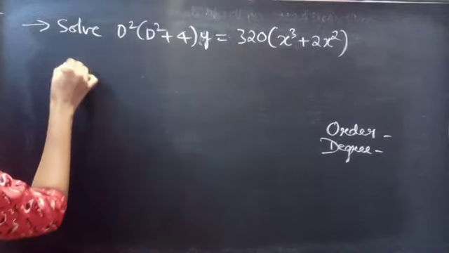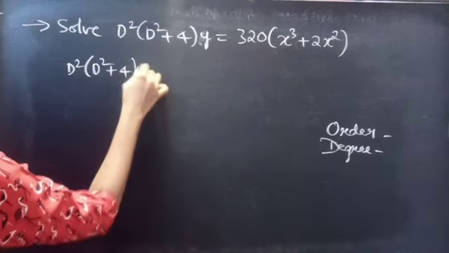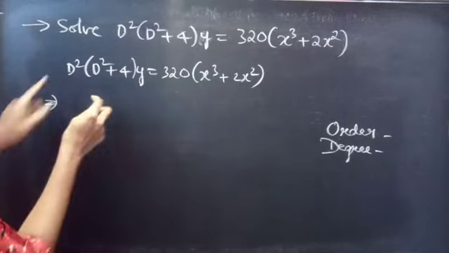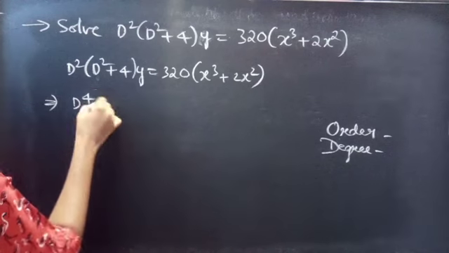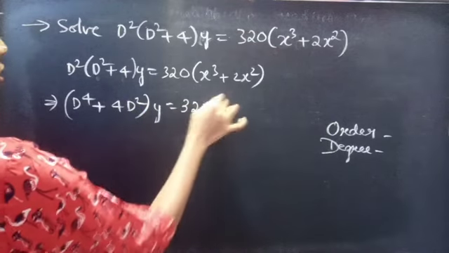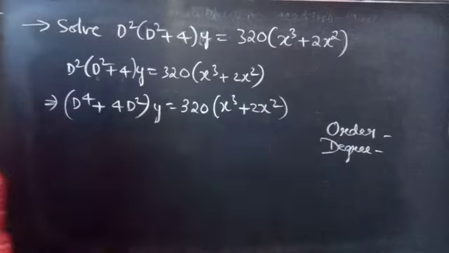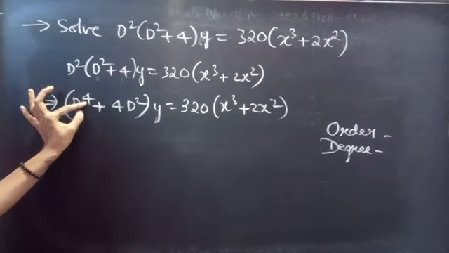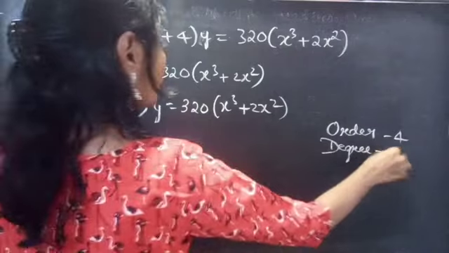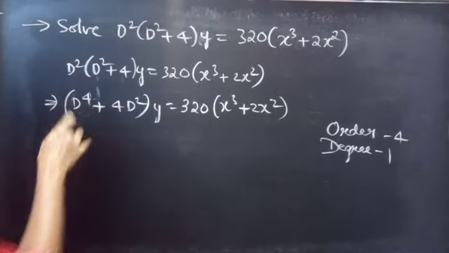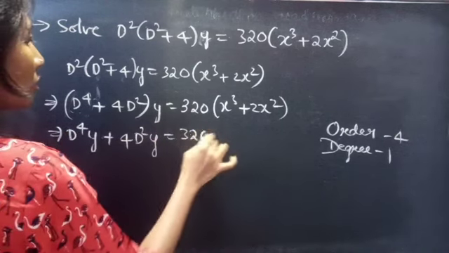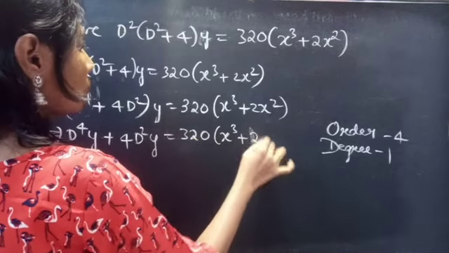We can write the given differential equation as it is. Now we can write D square into D square as D power 4 plus 4D square into y equals to 320 into x cube plus 2x square. Identify the highest derivative. Here D power 4 is the highest derivative, so our order will be 4. And the highest power of the highest derivative is the degree. Degree is 1. So we write the given differential equation as D power 4 y plus 4D square y equals to 320 into x cube plus 2x square.